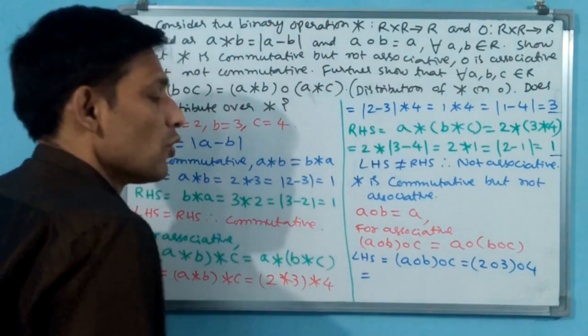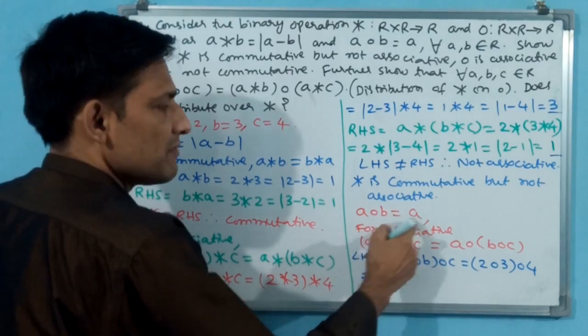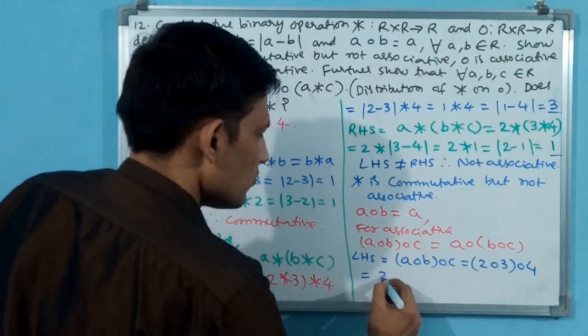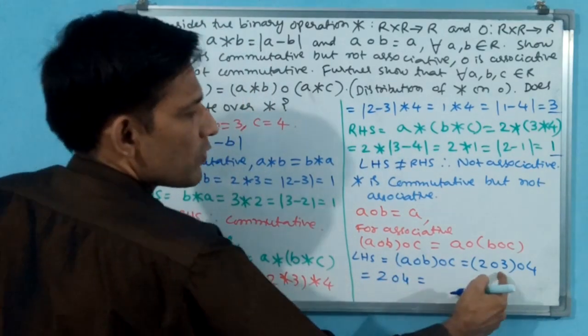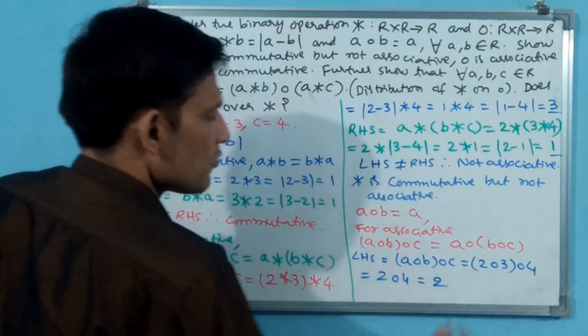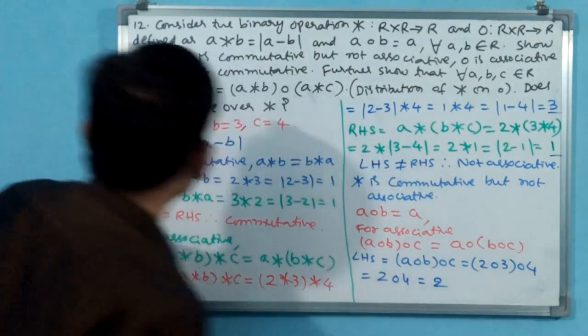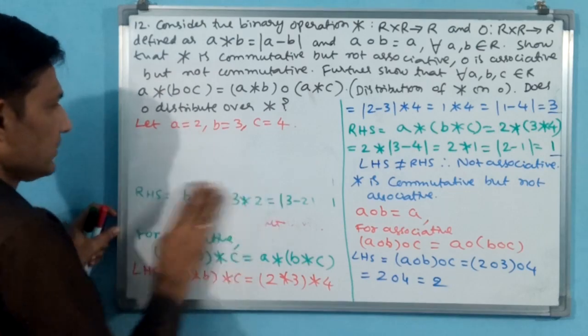That is equal to 2 O 3. How much will it come? A O B means A will come. B O A means B will come. First letter has to come. 2 O 3 means 2, so 2 O 4. 2 O 4 means again what will come? 2 will come. Okay, this is LHS. We go for RHS. Okay, we go for RHS also.